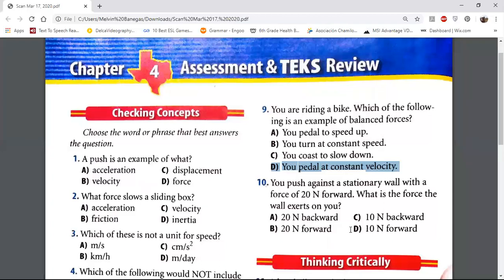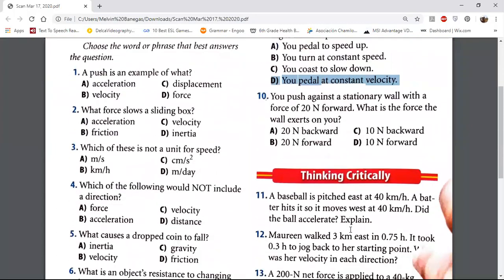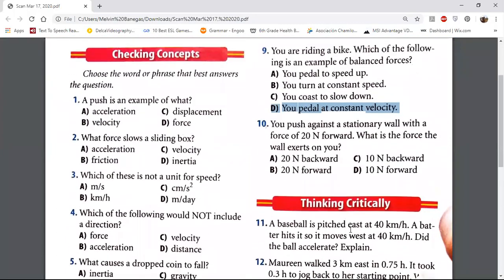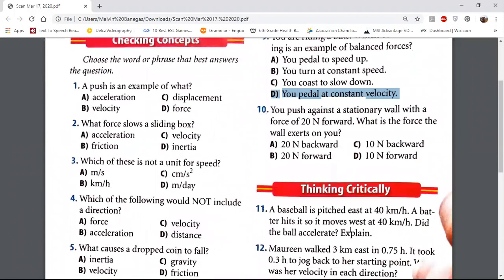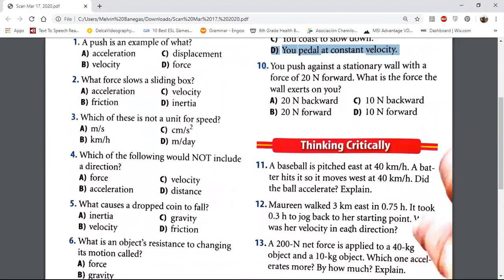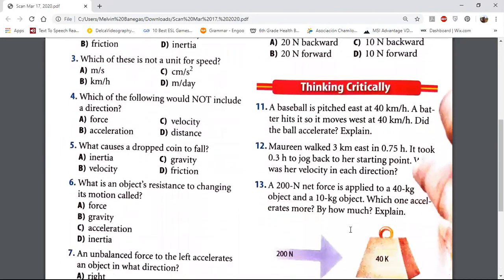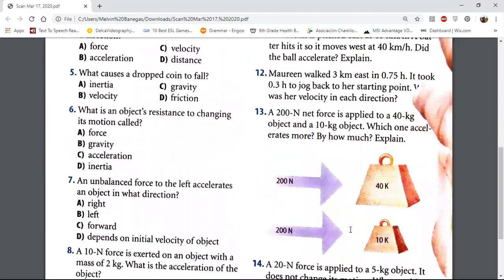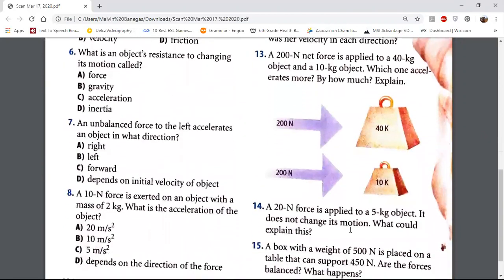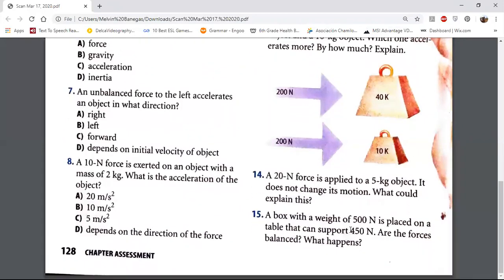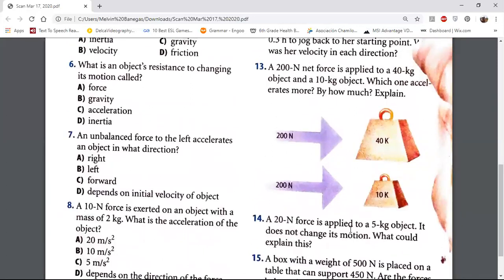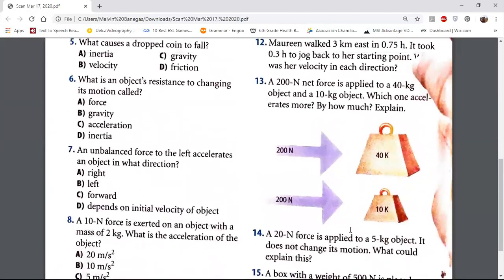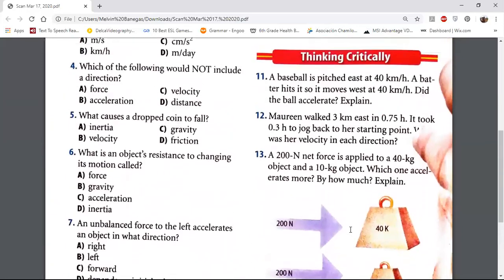Okay, who wants to read all the answers to make sure we have everything correct? Me. Go ahead. Number 1 is force. Acceleration is 2. 3 is md. 4 distance. 5 is gravity. 6 inertia. 7 left. 8 is 5 m/s2. 9 is you pedal at constant velocity. And 10 is 20 N backward. Okay, thank you very much.